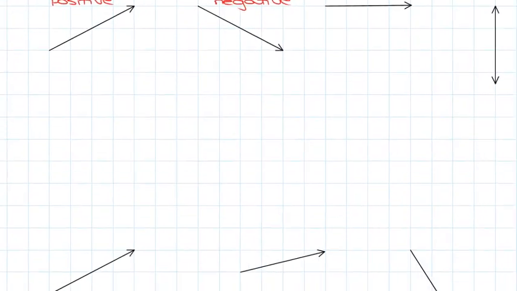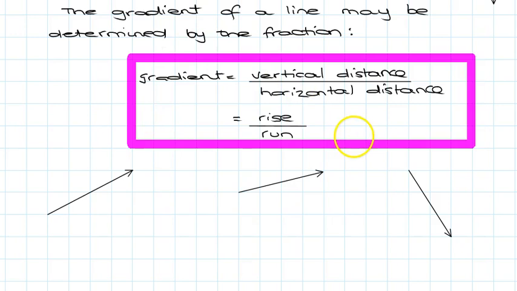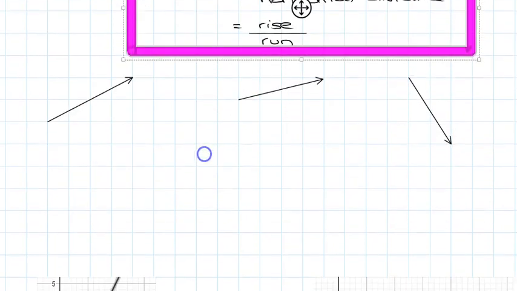The gradient of a line is usually determined by how much it goes up, the rise, divided by the horizontal distance, which is the run. Alright, so in the purple box is the formula. So let's just have a look at some basic gradients here. I'm just going to work out what the gradient of this is, and I'm going to do this by counting the squares. So we need to look at the rise between the start and the end of the line.